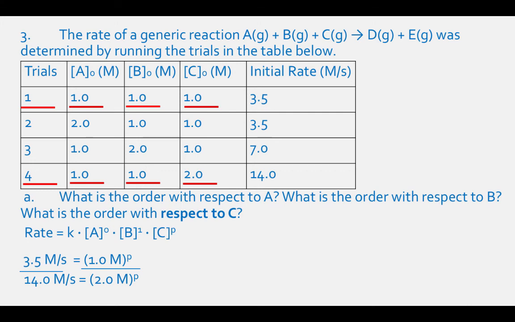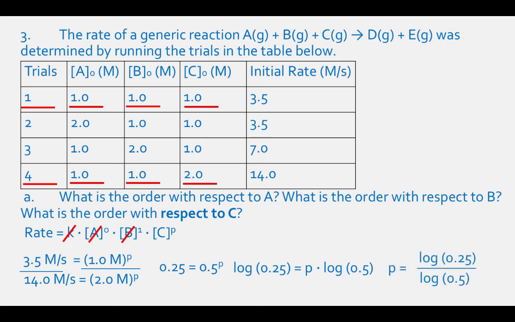The reason we can eliminate the rate constant K and the concentrations of A and B is because they will all cancel out from one equation divided by another. This is because the concentrations of A and B are unchanging in trials 1 and 4. We will have for our equation 0.25 equals 1/2 raised to the p power. To find the value of p, take the log of both sides. Then we will have log of 0.25 equals p times the log of 0.5, or p equals log of 0.25 divided by log of 0.5. Do the math and you will find that p equals 2.